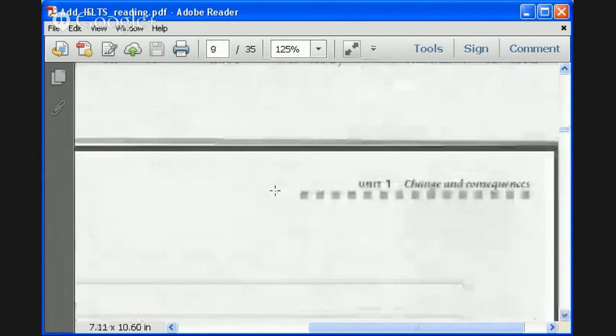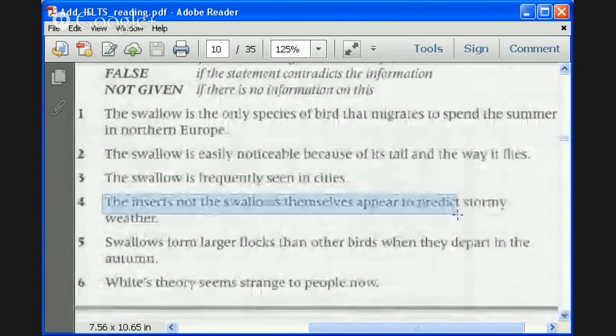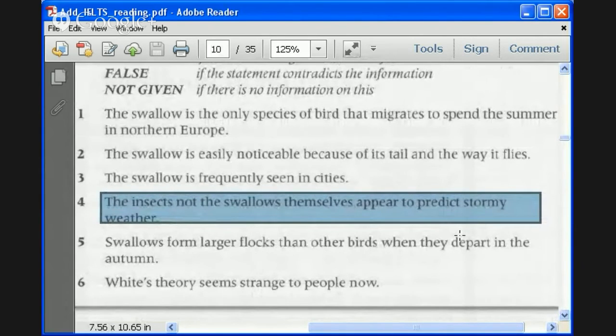Okay. So what is this statement again? The insects, not the swallows, appear to predict stormy weather. Dean, what do you think? Do you think that's what the passage is saying? Okay, I'm not sure. Do you think it's true, false, not given? All right. False, it's not true. Yes, false. Does anybody disagree? Anybody have another idea?